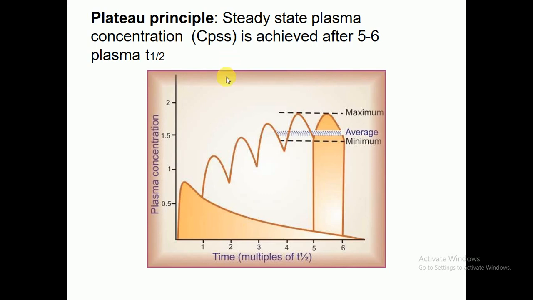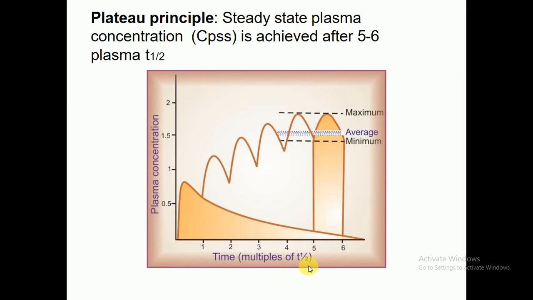Now look at here, this is the Plateau Principle: when the steady state plasma concentration is achieved, CPS is achieved after 5 to 6 plasma half-lives. As we have already discussed in our previous lecture, especially in zero order and first order kinetics, how the concentration of the drug can increase the rate of reaction. Look at here, it's the same. This is the graphical representation. This is the time, and this is multiples.